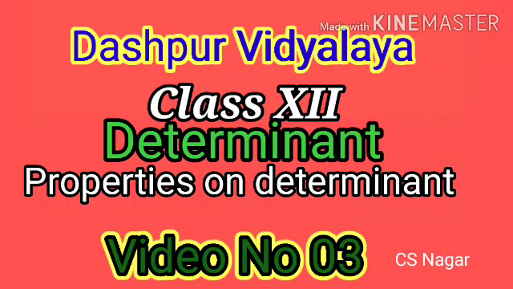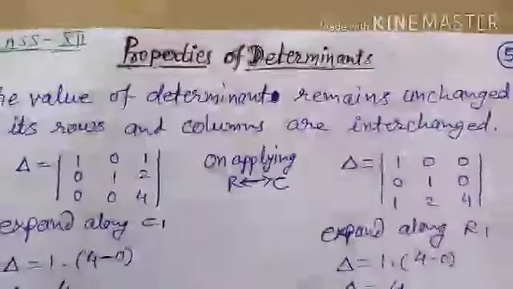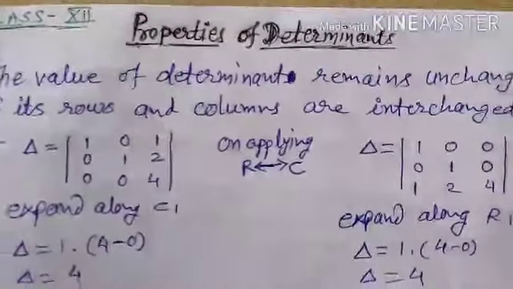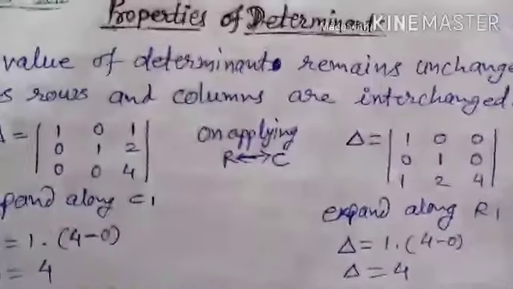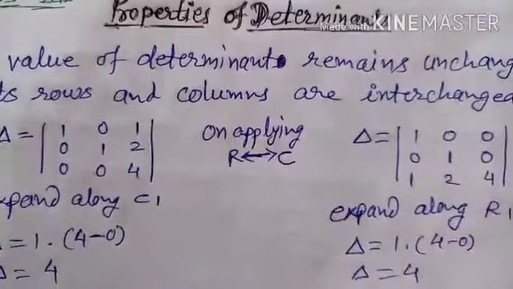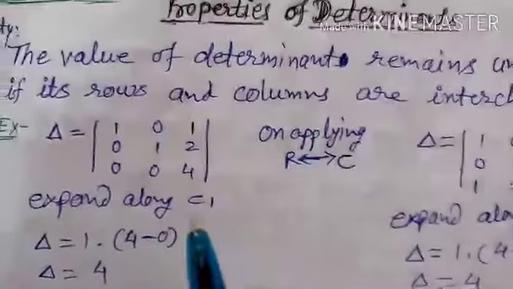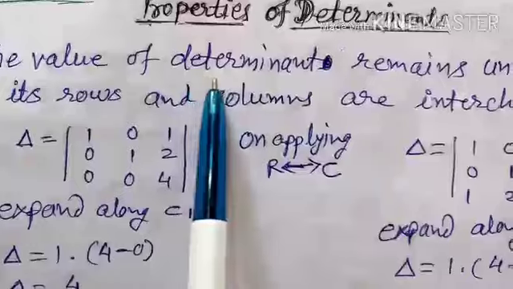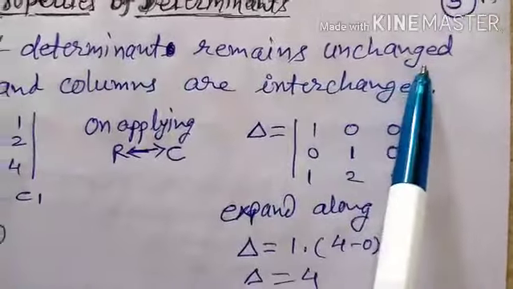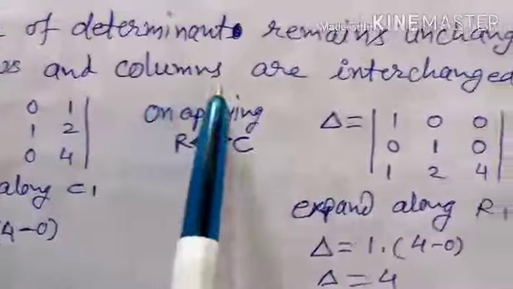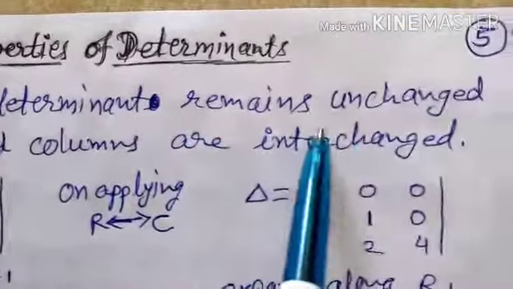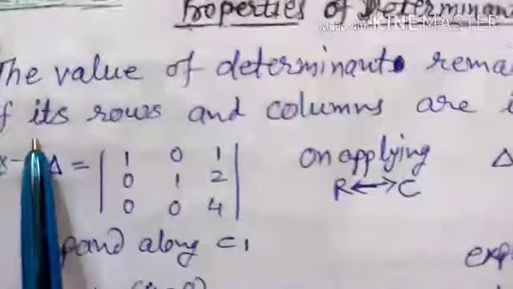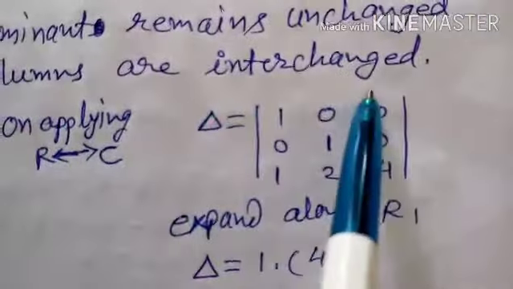This is video number 3 on determinants, and in this video we will see some properties of determinants. By using these properties we will try to make the maximum number of zeros in any one row or any one column. So let's see these properties. The first property: the value of a determinant remains unchanged if its rows and columns are interchanged. Once again, listen carefully. The value of a determinant remains unchanged if its rows and columns are interchanged.